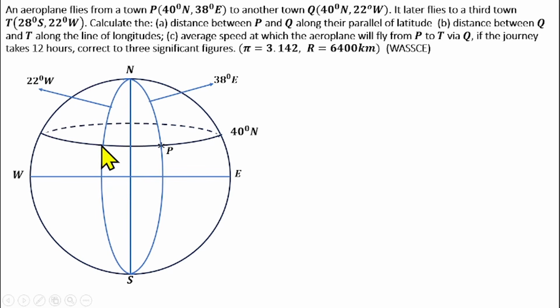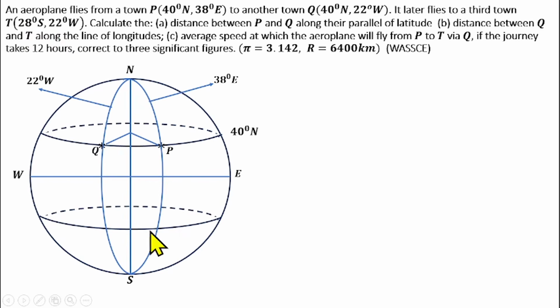So then this point will be point Q in this case. What they have in common is that they are on the same latitude, which is a small circle. So I'm going to draw the radius from the center of this small circle, not the center of the Earth, to this point here. Then what do we have also? Point T, the third town, is on 28 degrees south of latitude, 22 degrees west of longitude.